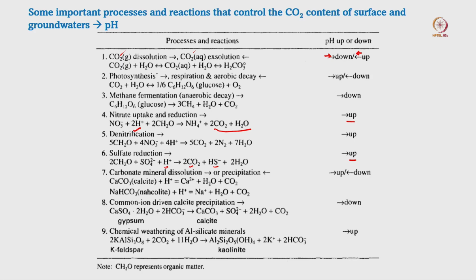Carbonate mineral dissolution: if carbonates are getting dissolved, if the reaction is moving in this direction, it is going up, it is alkaline. If carbonate is dissolving, and if it is precipitating, then it is going down, it is more acidic. Common ion driven calcite precipitation. So, basically different kinds of weathering reactions, calcite precipitation, carbonate mineral dissolution, all of them are changing the pH of the system.